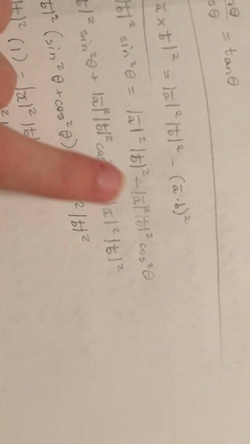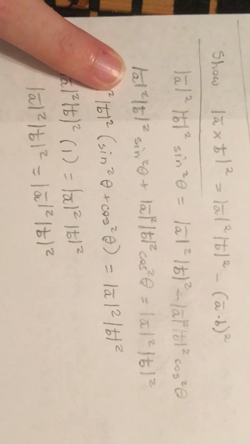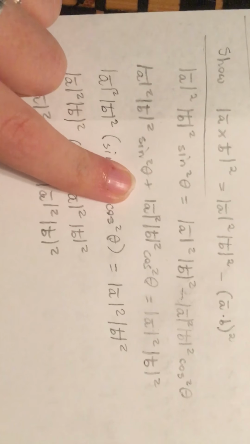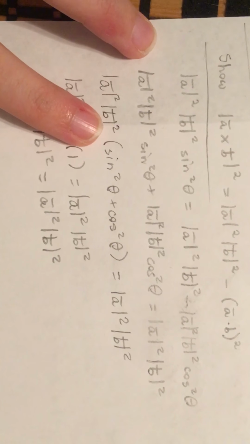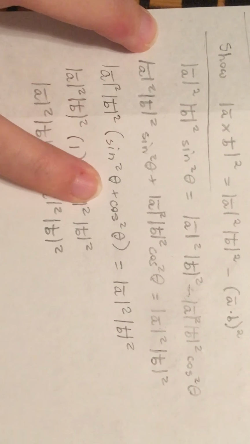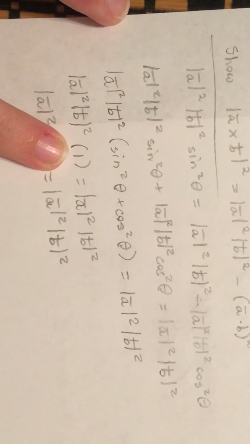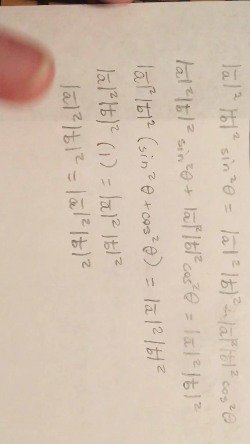So we can add this whole term over here, just using algebra, and that is the line you'll get. We just move this term over here. And then if you factor out the magnitude of A squared and the magnitude of B squared, you just get sine squared plus cosine squared of theta, which is equal to 1 because of the trig identity. Sine squared of theta plus cosine squared of theta is equal to 1.